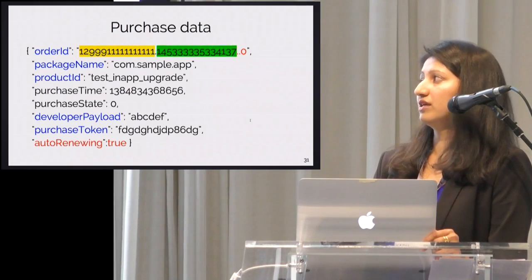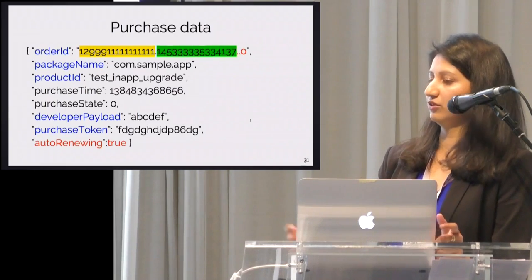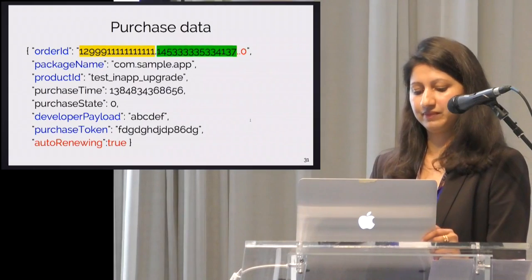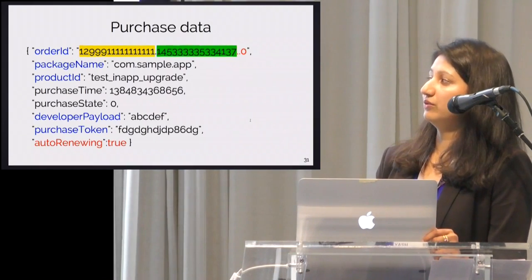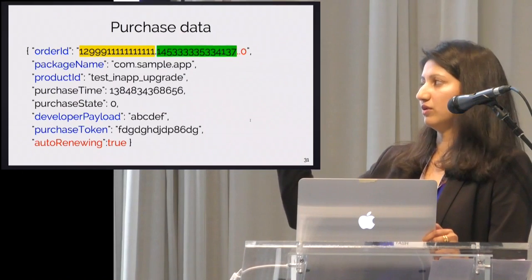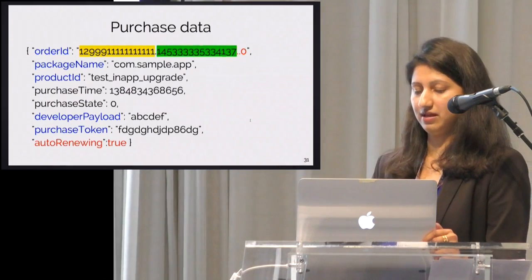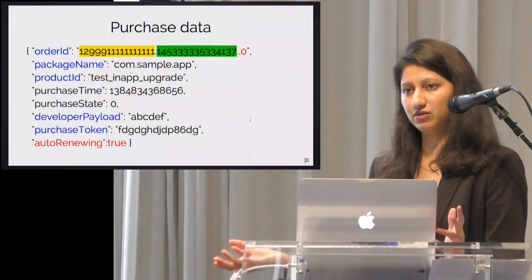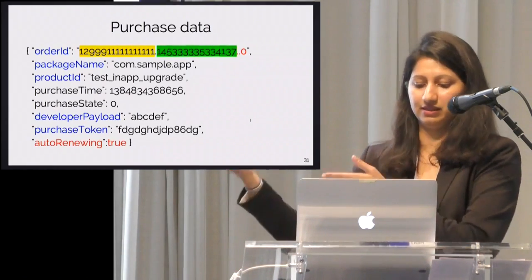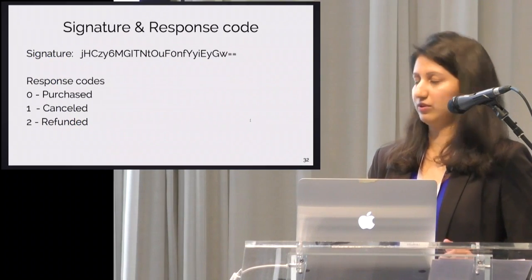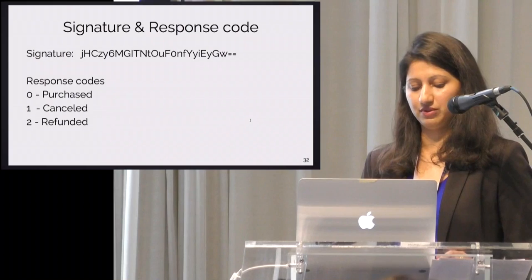The purchase token is a token that is sent by Google. It uniquely identifies a user and a given item pair. Finally, you have auto-renewing, which can be true or false, and it's only for subscriptions. If it's true, it means that it's still renewing. If it's false, that means either the user canceled it or you canceled it, you as in the developer. You also have a signature and a response code that is returned with your purchase response.